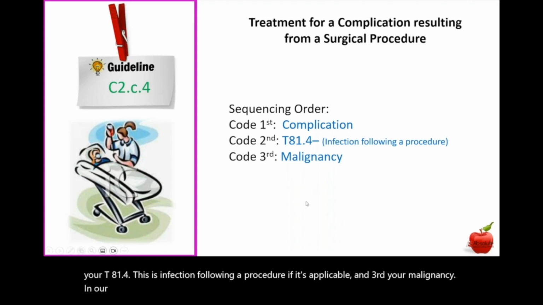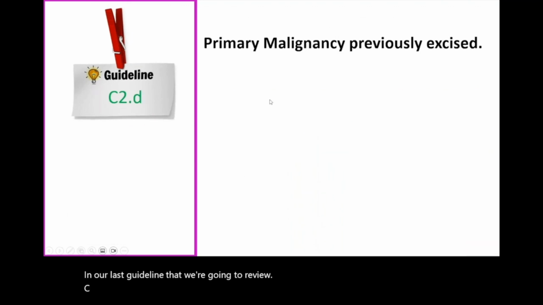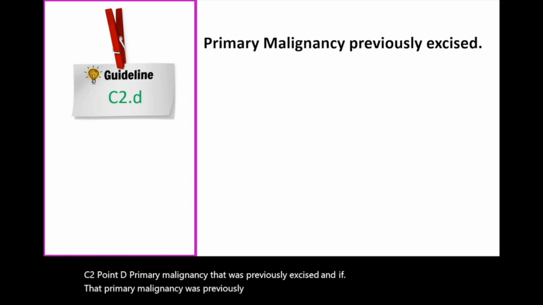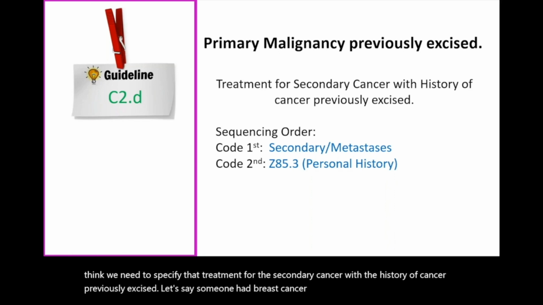And our last guideline that we're going to review, C2.D, primary malignancy that was previously excised. If that primary malignancy was previously excised and that cancer is completely eradicated, I think we need to specify that. Treatment for the secondary cancer with a history of cancer previously excised. Let's say someone had breast cancer and they no longer have cancer, then this is how you code.